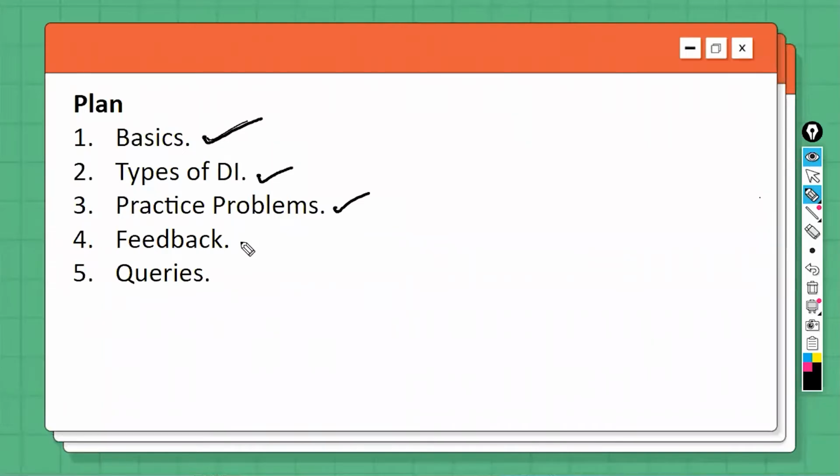And then we'll take some feedback for the session. After that, if you have any queries, you can ask the queries. So this is the basic walkthrough of today's session.